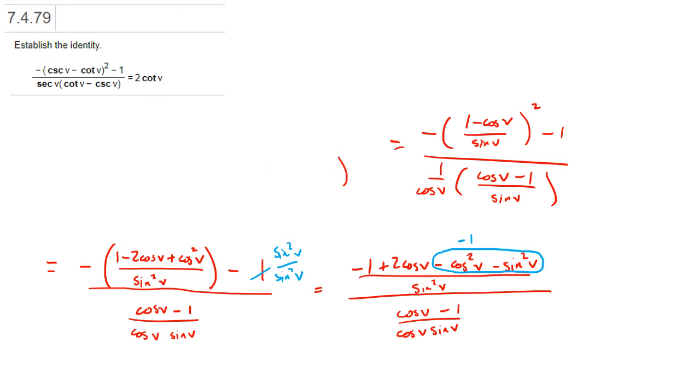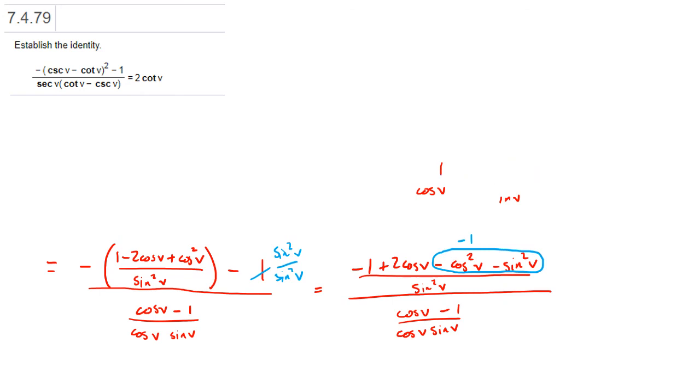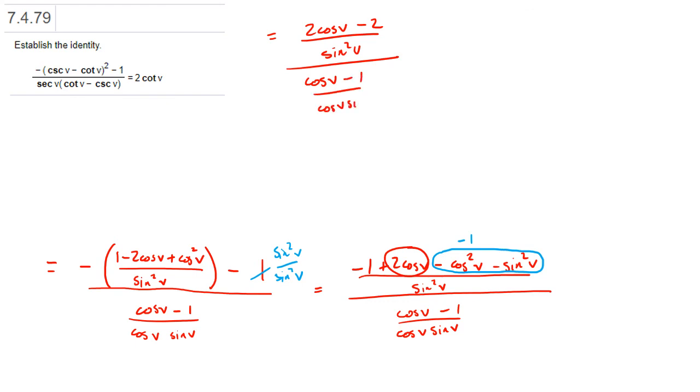If I replace that negative cos squared minus sine squared with a minus 1, my numerator looks a little simpler now. We can call this 2 cosine of v, that's this term right here, the 2 cosine of v, minus 1 is just minus 2, over sine squared v all over cosine v minus 1 over cos v sine v. So it's starting to look a little better.